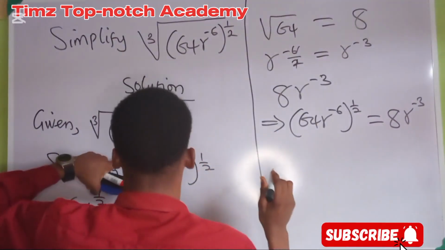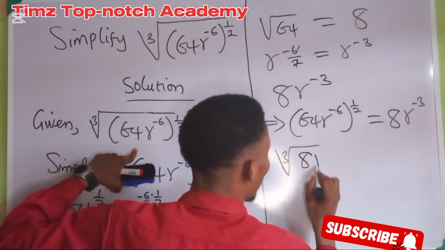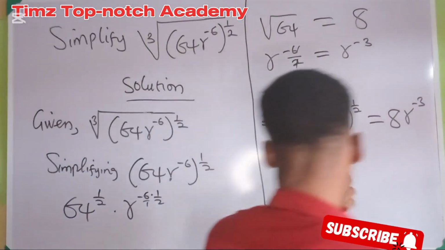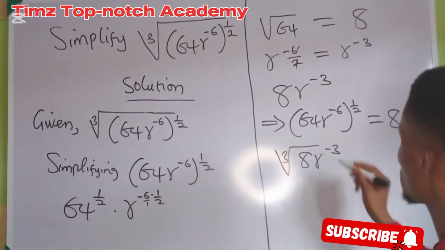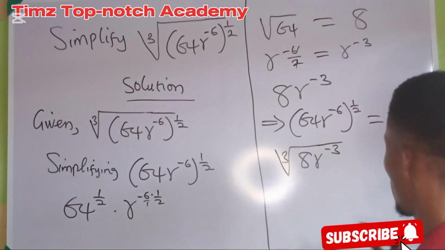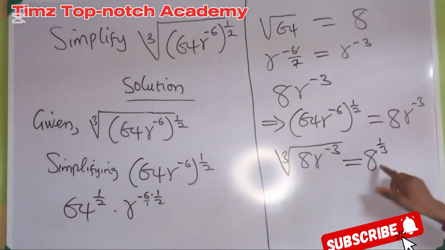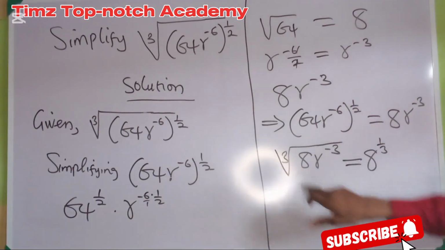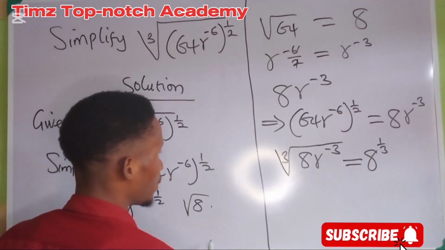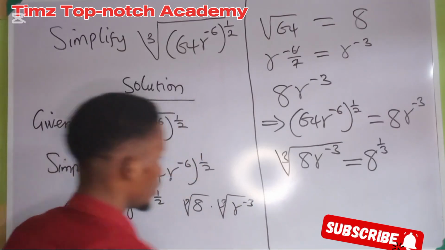So you have the cube root of 8 r raised to minus 3. Remember, the law we apply here is the product law. This cube root here is governing the whole 8 and r. So this is the same as 8 raised to 1 over 3, because 8 raised to 1 over 3 is the same thing as the cube root of 8. We're bringing it as the cube root of 8, then multiplying the cube root of r raised to minus 3.